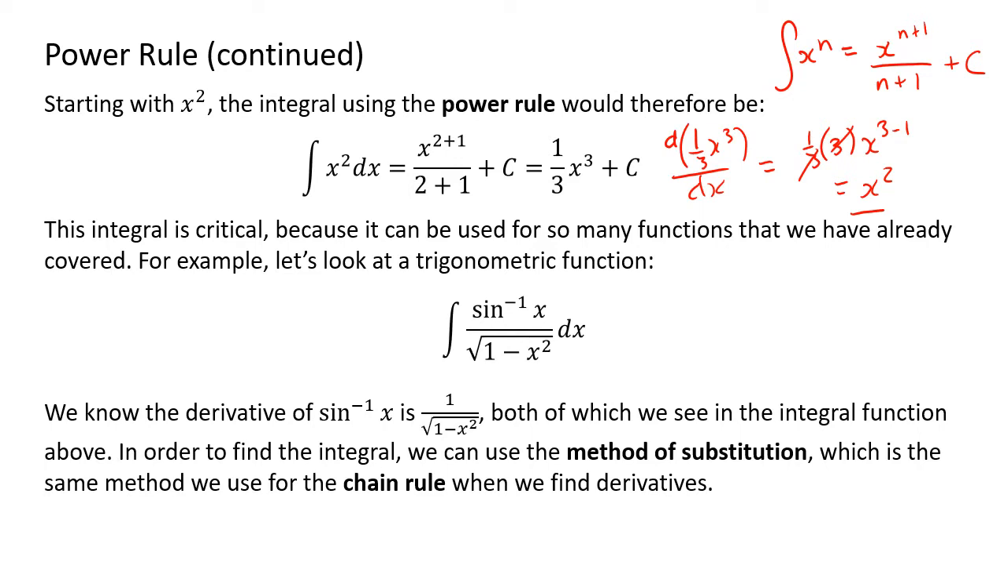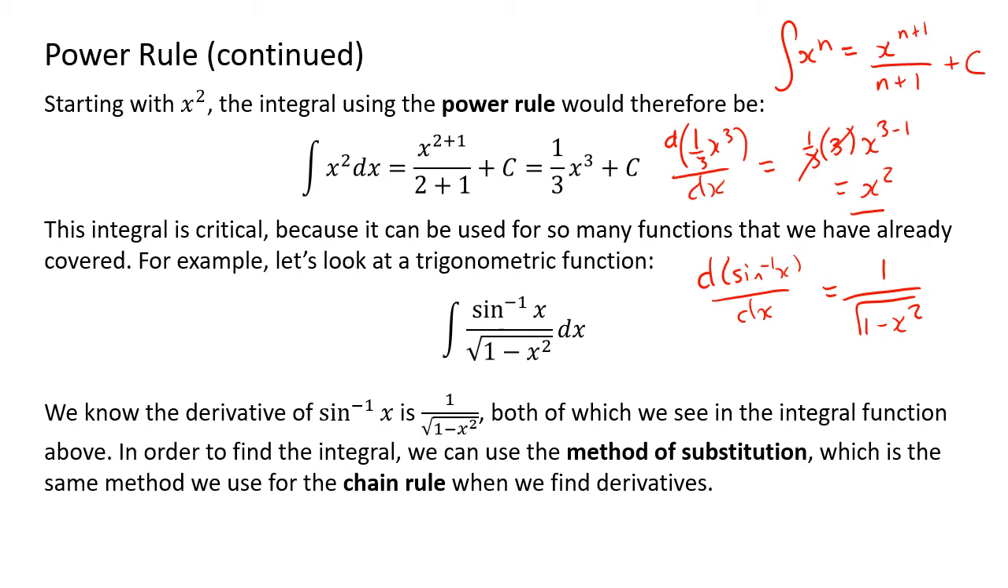Now, this is a simple example with just one term, but what if you had an example like the one below here? That's the integral of sine inverse of x divided by the square root of 1 minus x squared. We actually know that the derivative of sine inverse of x with respect to x is 1 over the square root of 1 minus x squared. So we see both the original term and the derivative. And usually when you see items like this, you can solve it by using the method of substitution. And it's similar to the chain rule.